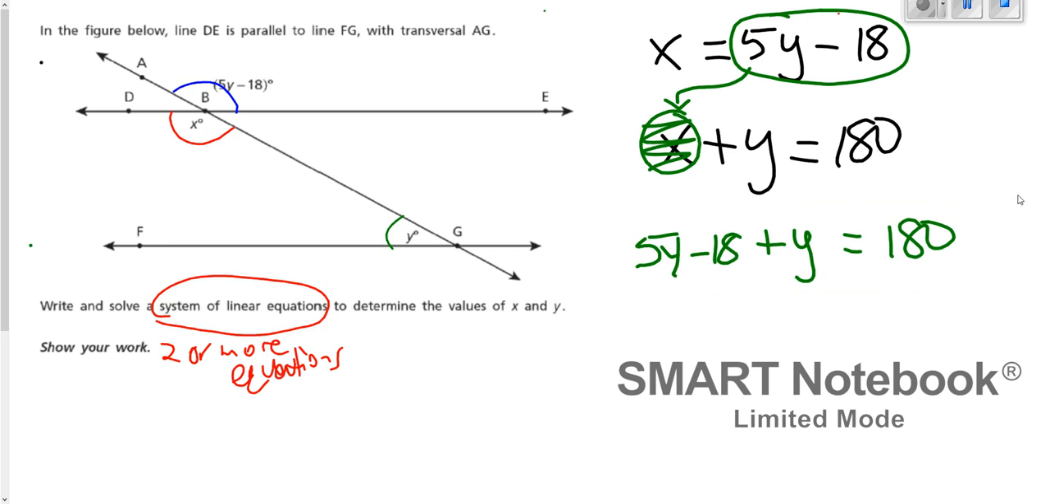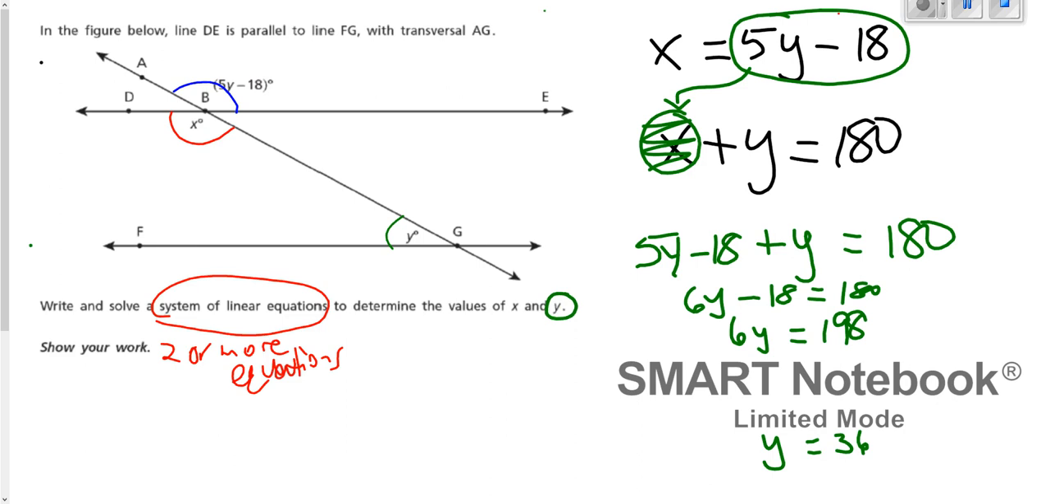So first I'm going to combine like terms, and I get 6y minus 18 equals 180. Then I add 18 to both sides. I get 6y equals 198. Then I divide both sides by 6, and I get 36 as my answer. So y equals 36. So that's half the battle.